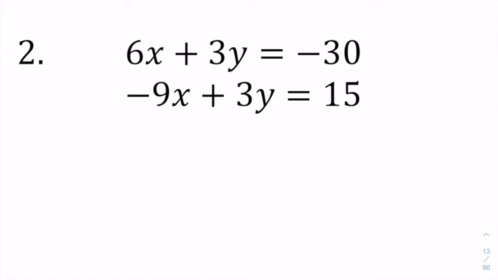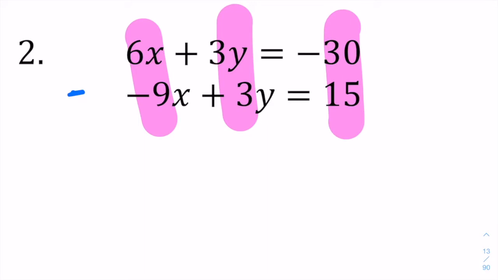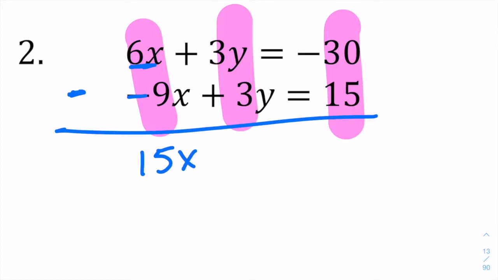Now, if I added the 6x and the negative 9x, that doesn't look like that's going to cancel. And if I added 3y and 3y, I'd end up with 6y, so that wouldn't cancel. So this time, instead of adding the two equations, we're going to subtract. If it helps, make little highlighting marks to make three subtraction problems. It's trickier when we subtract, because we need to do 6x minus negative 9x. 6 minus negative 9 is like 6 plus 9, or 15x. 3y minus 3y would give us nothing. That's what we wanted. Negative 30 minus 15 is negative 45.